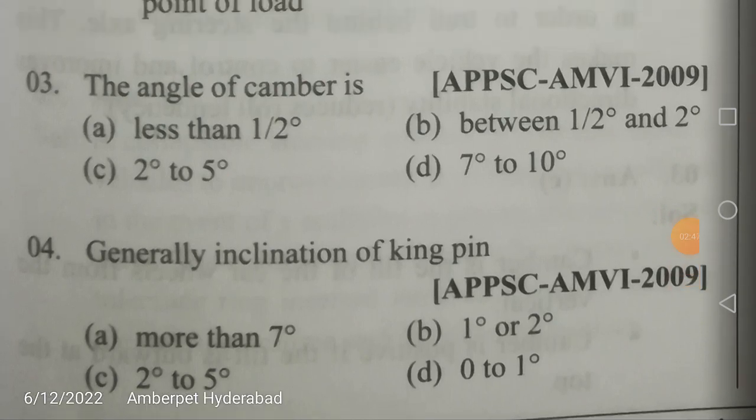And one more thing, kingpin inclination. This is once again another important parameter in automobile steering and control of your vehicle. Generally, inclination of kingpin, how much? More than 7 degrees, or 1 to 2 degrees, or 2 to 5 degrees, or 0 to 1 degrees? It should be between, once again, 2 to 5 degrees. Once again, the angle of camber and kingpin inclination should be between 2 to 5 degrees.